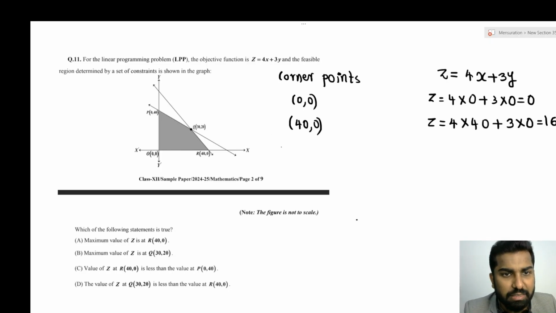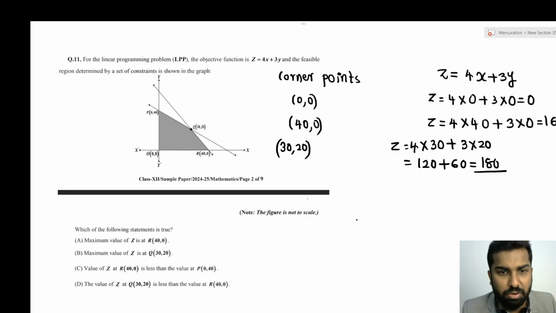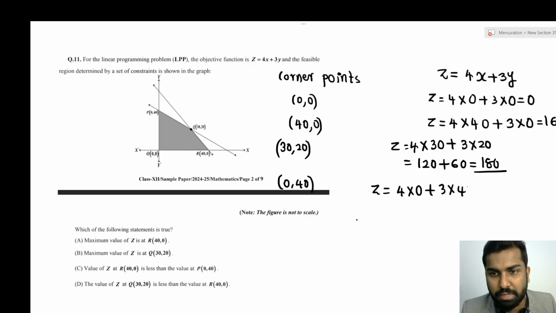Next corner point we have 30, 20. So we have to substitute the same values. z will be equal to 4 into 30 plus 3 into 20. So 4 30s are 120 plus 3 into 20, that is 60. So 120 plus 60, 180, right? Then the last corner point we have 0, 40. If I substitute the value of 0, 40, z will be equal to 4 into 0 plus 3 into 40, that will be equal to 120.